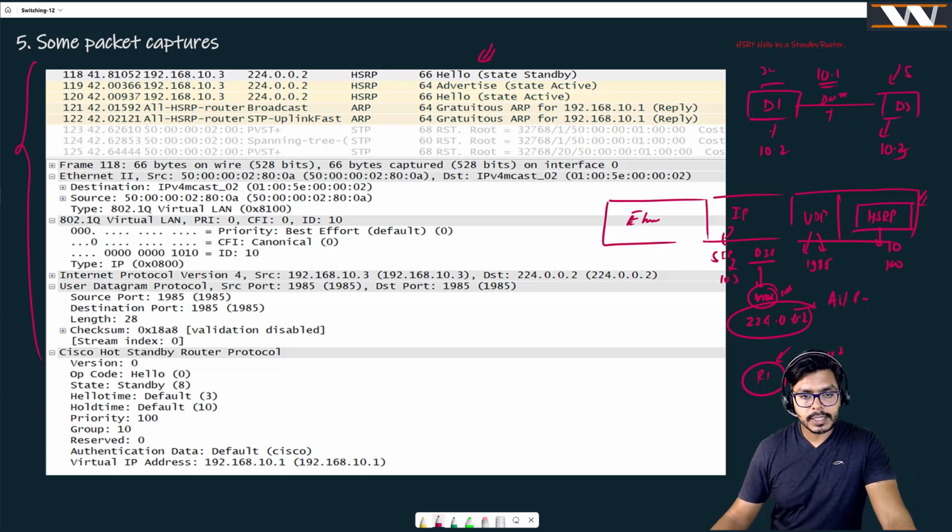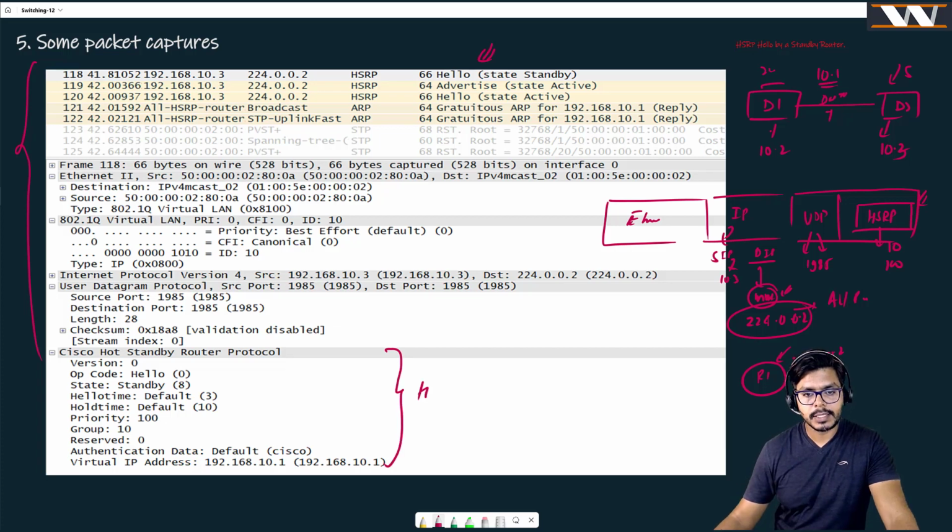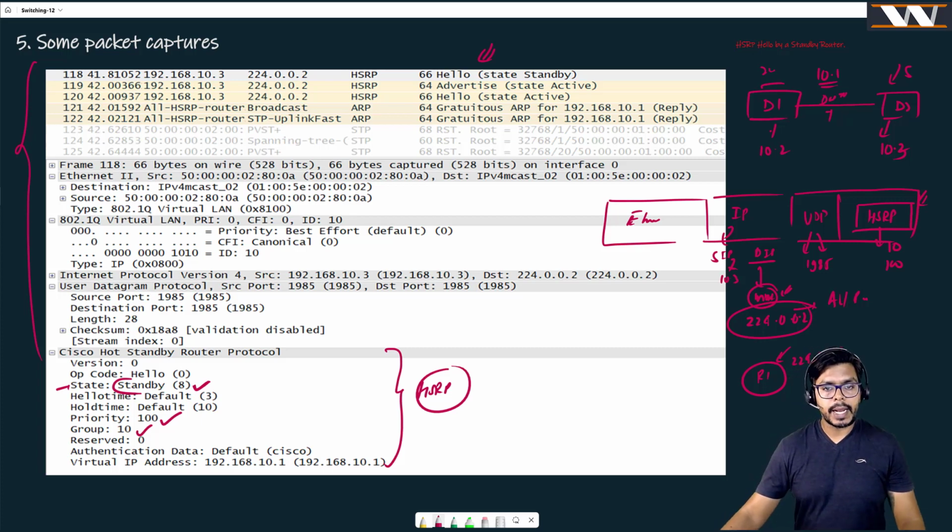If I talk about the HSRP message, here is the HSRP message. It has a priority value of 100, group is 10. It is the standby message. It is saying that I am in standby state because it is sent by D2, or distribution switch 2. Really interesting. And then it is sent inside the UDP protocol. You can see the source port is 1985, the destination is 1985.